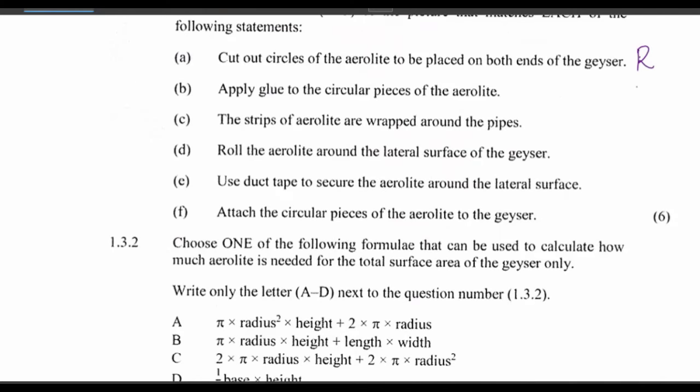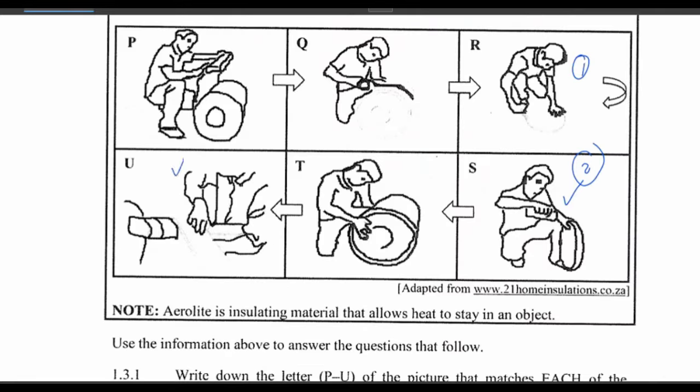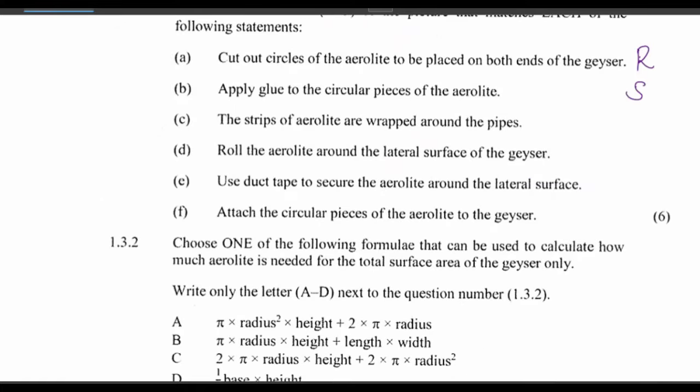So here we say S. They're saying strips of air are wrapping around the pipes. This one here. U, then that's R, this is S, this is U.